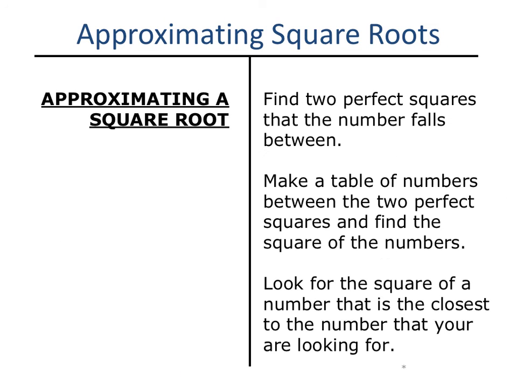All right, the steps for approximating a square root is to first find two perfect squares that the number falls between. The second step is to make a table of numbers between the two perfect squares and find the square of those numbers. And the third step is to look for the square of a number that is the closest to the number that you are looking for.